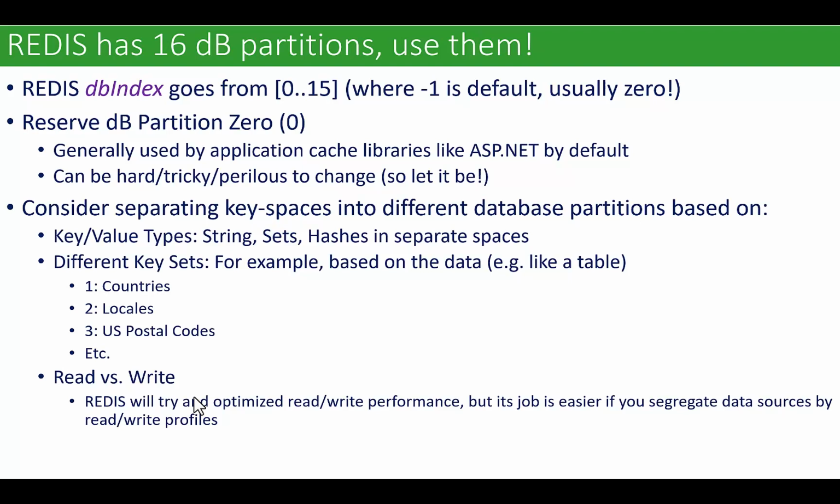So I typically reserve partition 0 for application cache. And even if I'm not using an application cache, I usually start using my database partition indexes at 1. And I get into the habit of always explicitly specifying my database partition every time I call get database, and I'm careful not to share my database objects outside my current execution scope so that I don't accidentally end up commingling keys, which is not a good thing. Which brings me to my next thing.